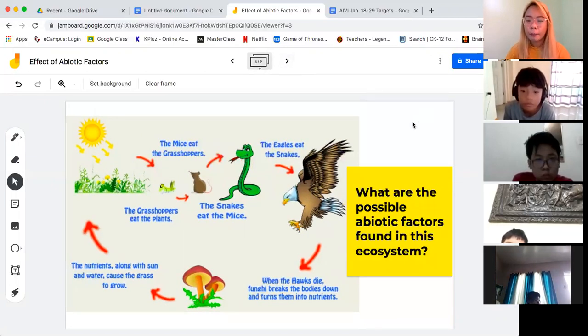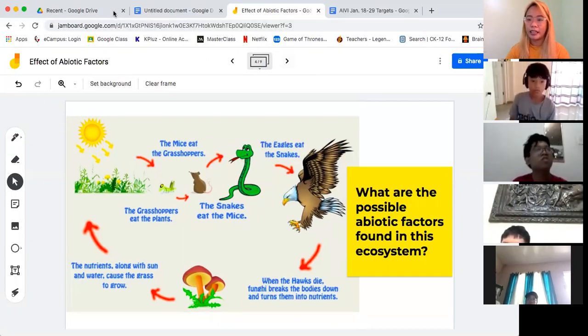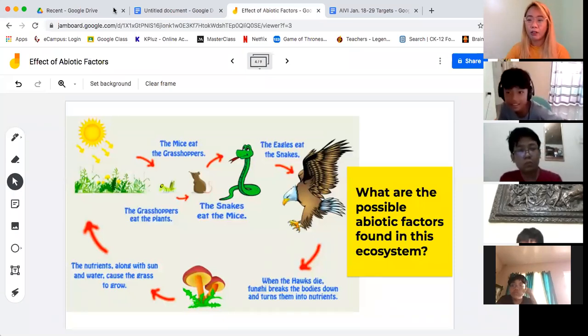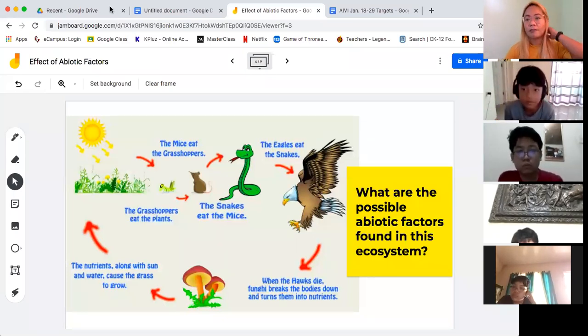So, next question. What do you think are possible abiotic factors that can be found in this ecosystem? Can anybody share their ideas? So far, the food chain only shows the biotic factors. But what do you think are possible abiotic factors that can be observed in this food chain? Yes, Kadesh? Sunlight. Okay, the amount of sunlight. So, if it's sunny, if it's rainy, so pwede yan. Weather. What else?